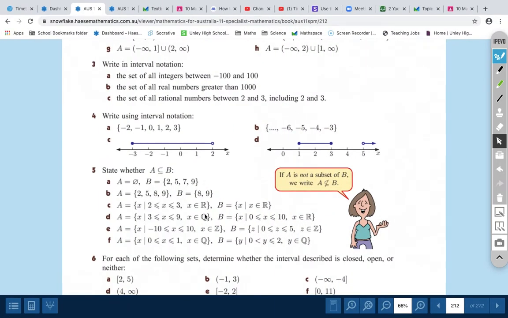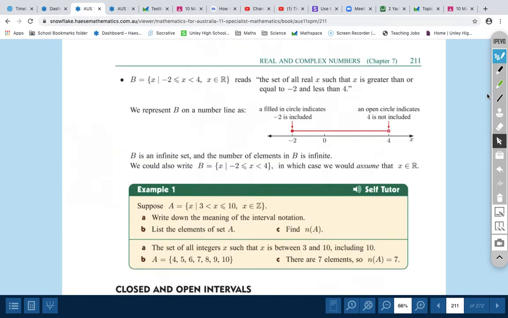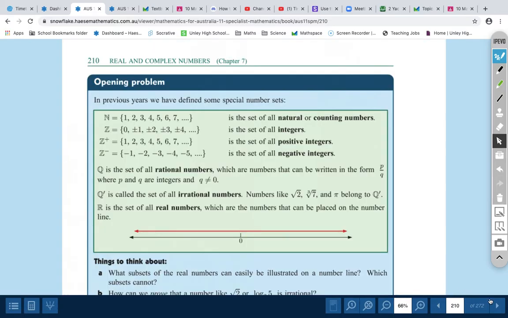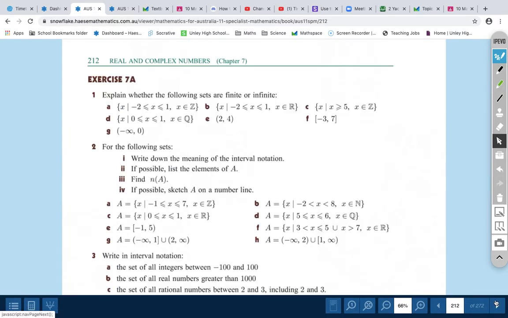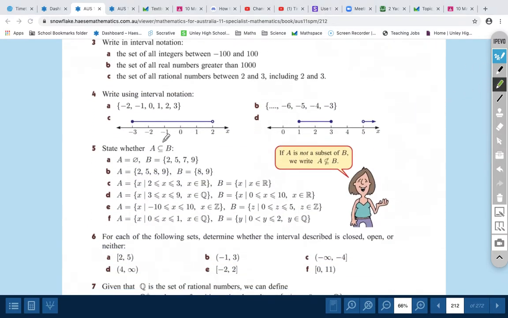Okay, hi everyone. I'm going to look at question 5 and 6 briefly. This is still in exercise 7A. Now you probably haven't seen this symbol before for subset. Apologies, subset, that symbol, okay?